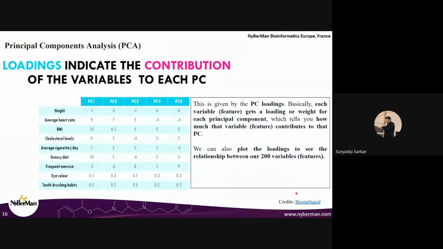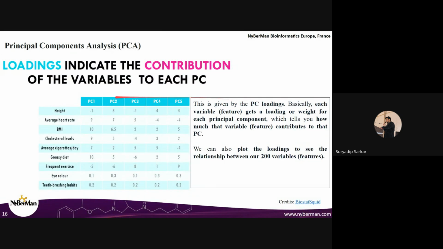Okay, let us take a look here. Whenever you perform PCA, you can also generate something known as a loading. These are known as PC loadings. Basically, each variable or feature gets a loading or weight for each principal component. This loading tells us how much that variable or feature contributes to that principal component. We can plot the loadings to see the relationship between all the 200 variables. We have only shown a few here, but we can do it for all the 200 PCs.